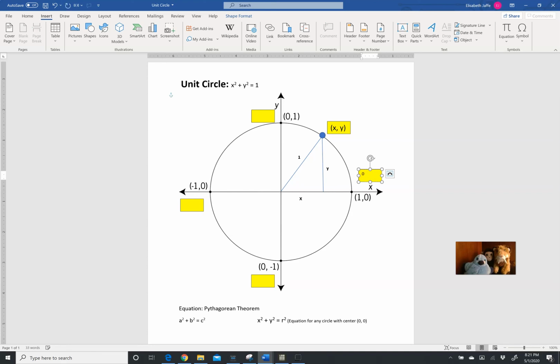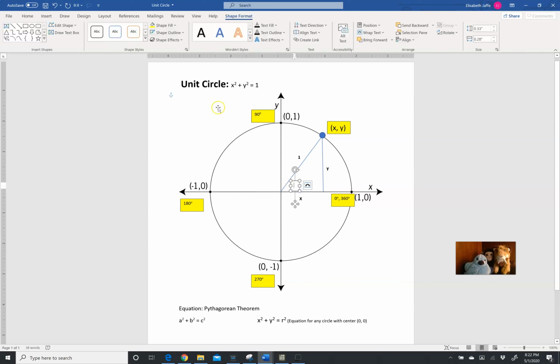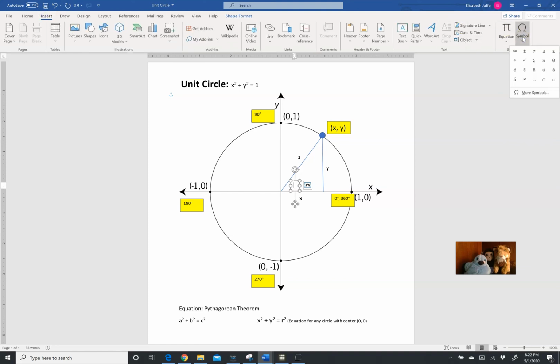So we know that this is 0 degrees, but it's also 360 degrees over here. I'll put this right here. And then over here, this is 90 degrees. Over here, this is 180 degrees. And over here, this is 270 degrees. So each of these has an angle, and let's put in our theta.